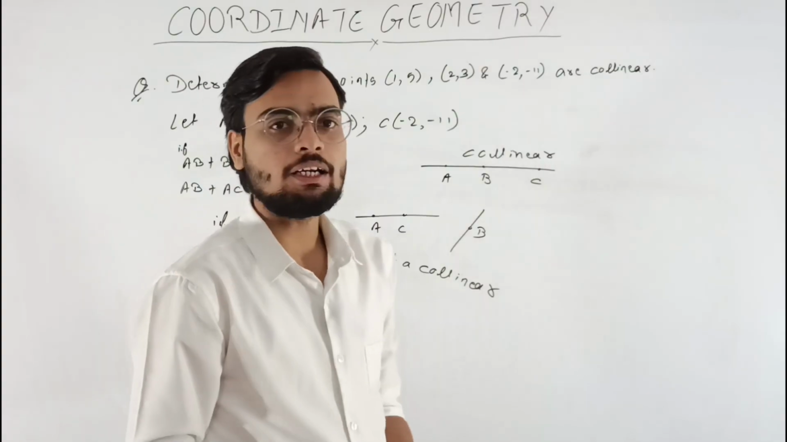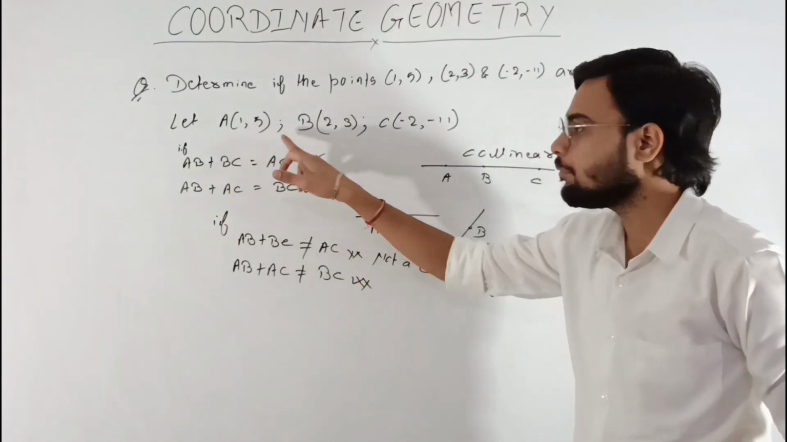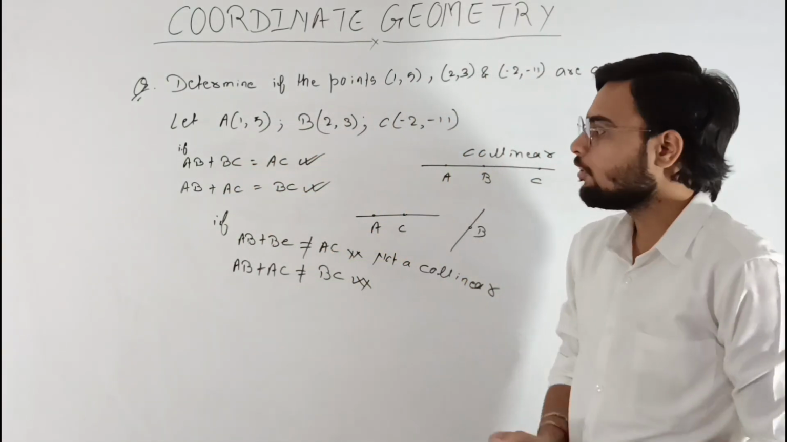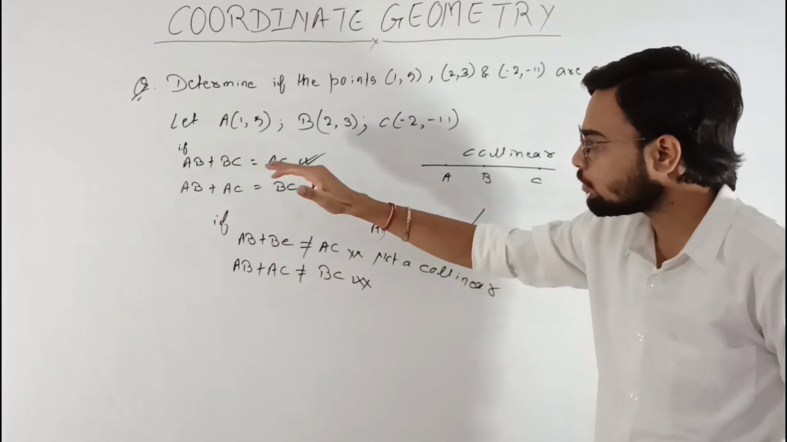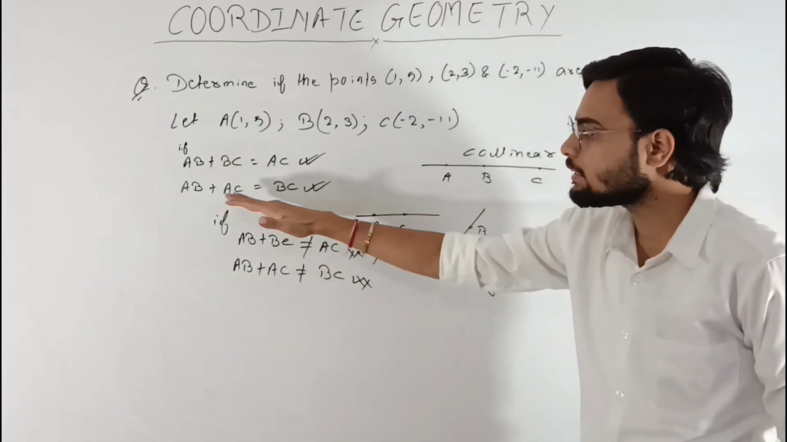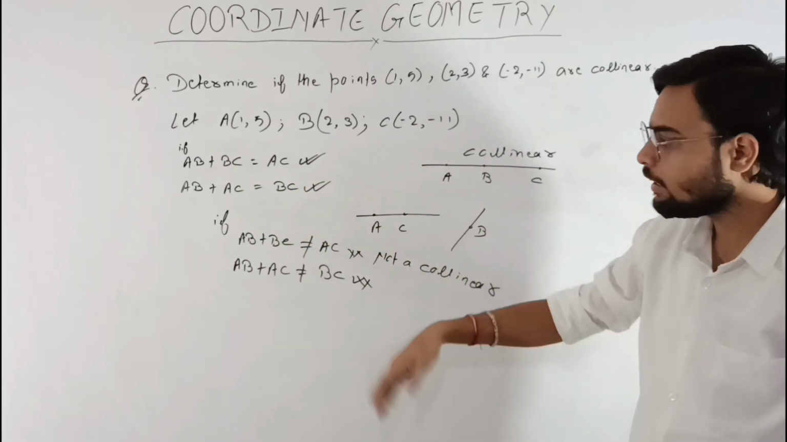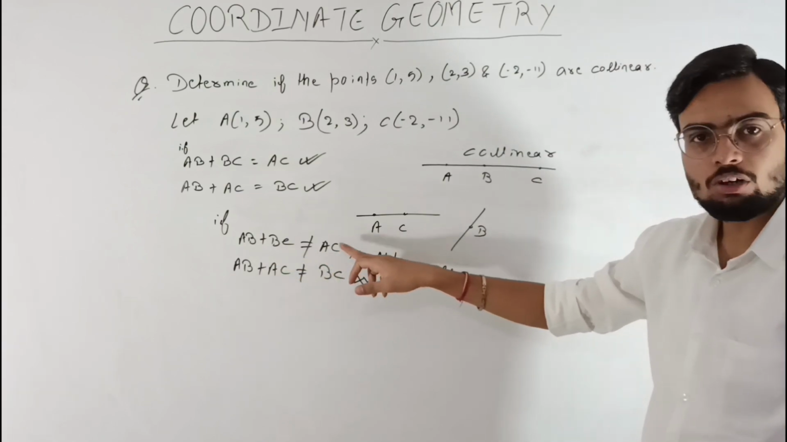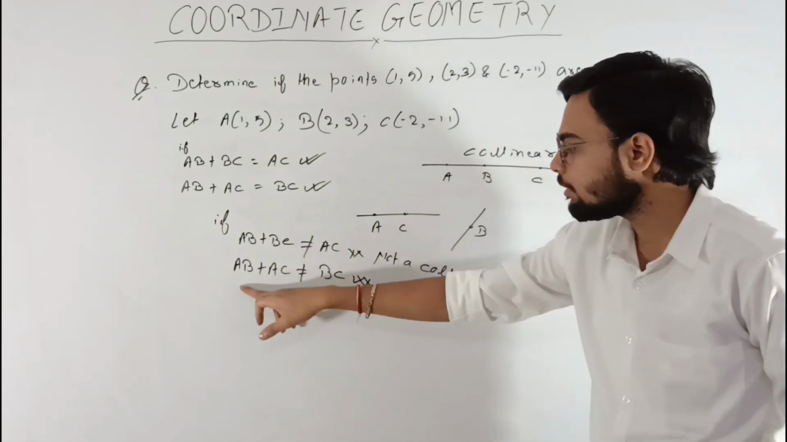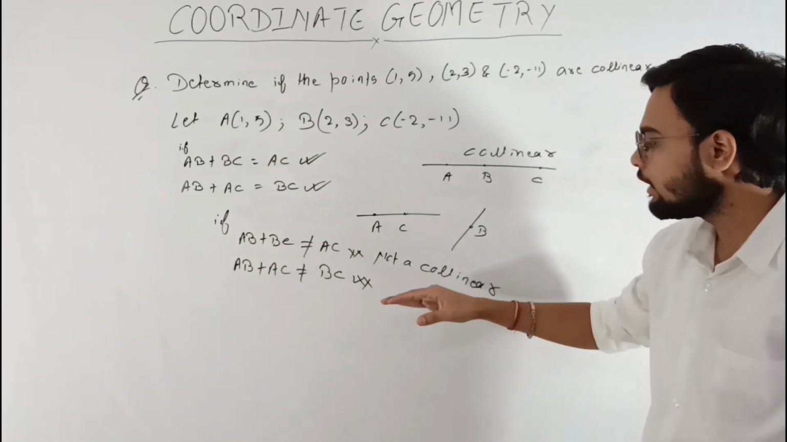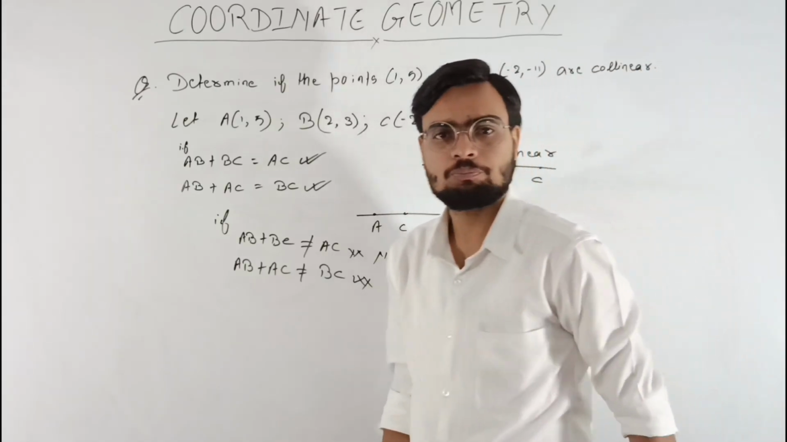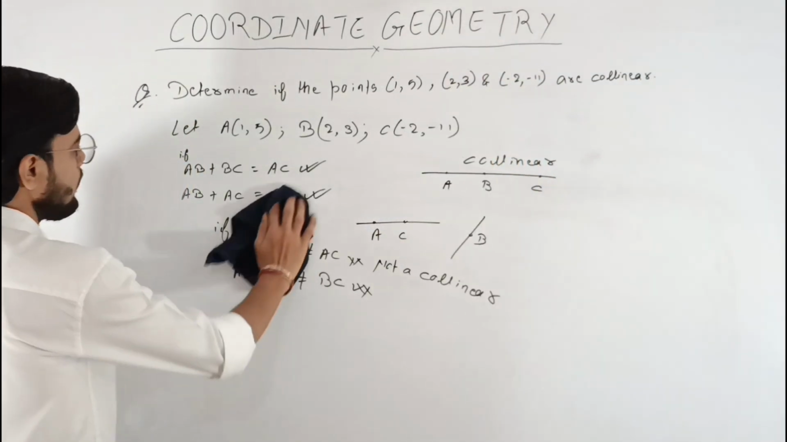Understood? So first we find the distances AB, AC and BC. Then we check if AB plus BC is equal to AC, then collinear. If AB plus AC is equal to BC, then again collinear. If AB plus BC is not equal to AC, then not collinear. If AB plus AC is not equal to BC, then they are not collinear. Understood? So let's find the distance.